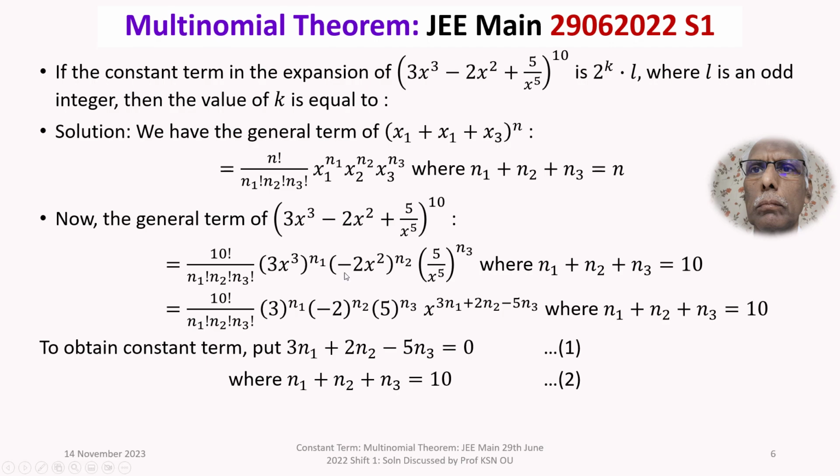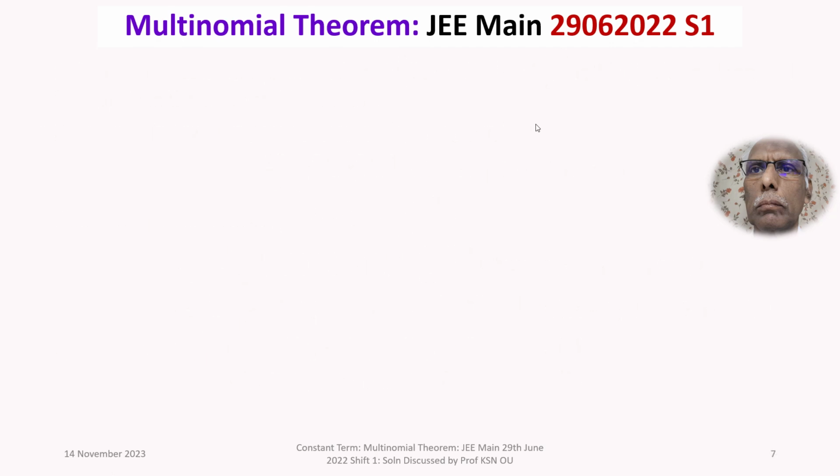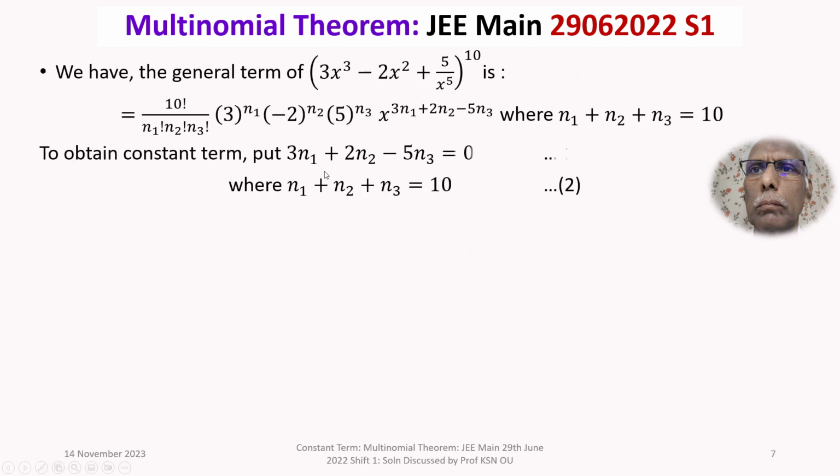For n1, n2, n3, the constant term is of the form 2^k into L, where L is an odd integer, and we are required to find the value of k. So we take those two equations: 3n1 + 2n2 - 5n3 = 0, equation 1, and n1 + n2 + n3 = 10, equation 2. So we have to solve.